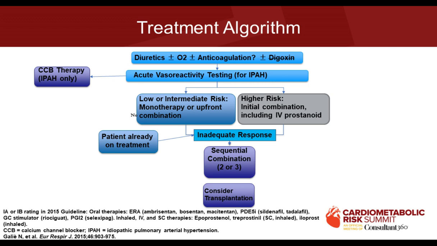For the higher risk patient, you would start with an IV medication, usually in combination with one of the oral medications. If they have an inadequate response, which you want to check at 3 to 6 months, then you can add another medication up until all 3 classes of medication are being given. And if they still have an inadequate response, then transplant referral is considered.